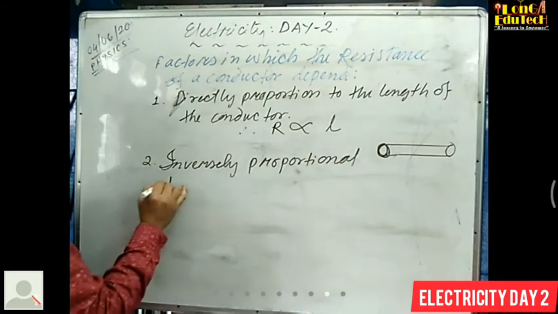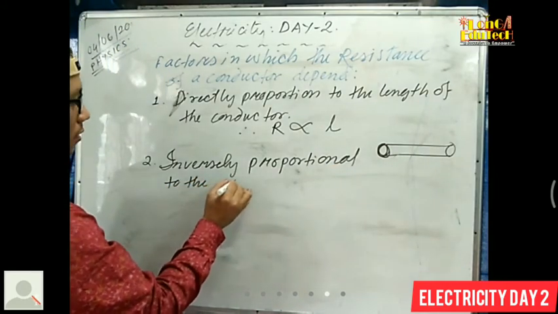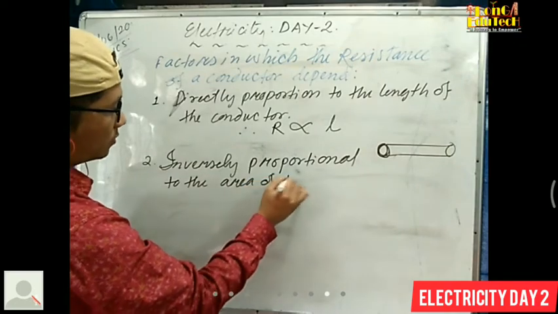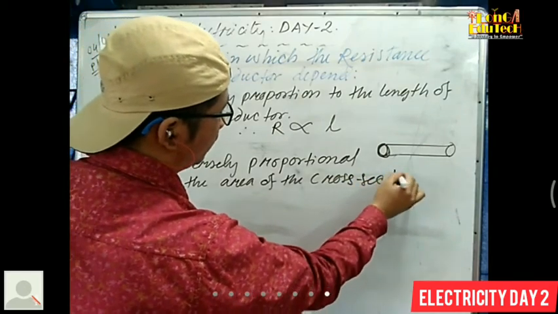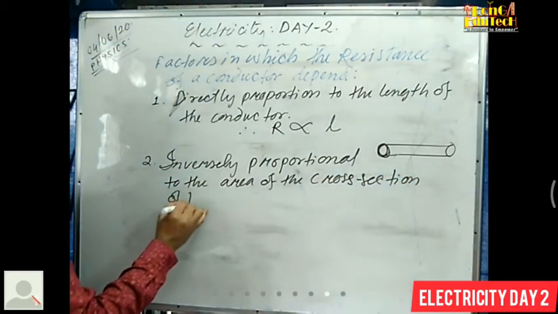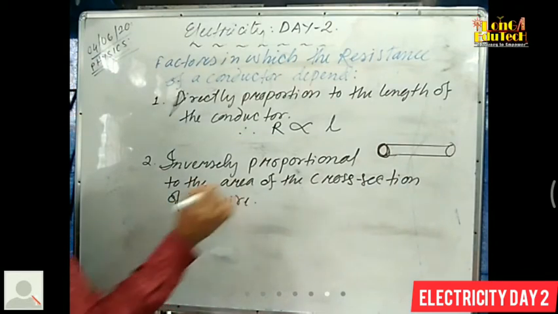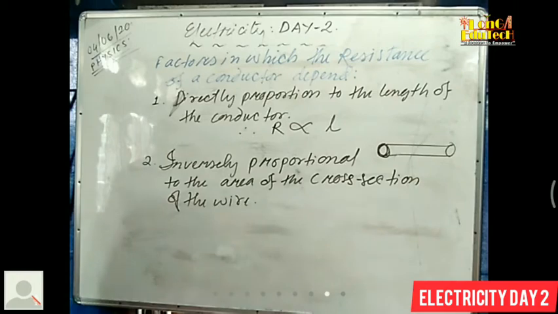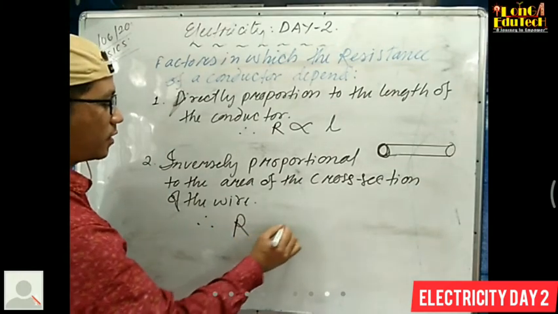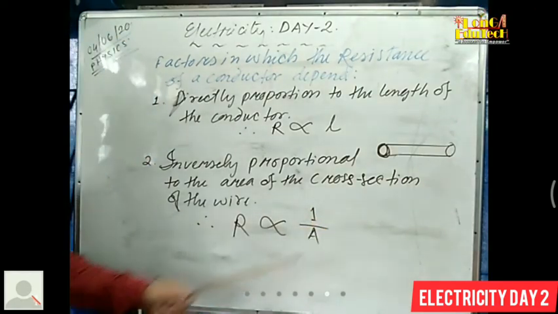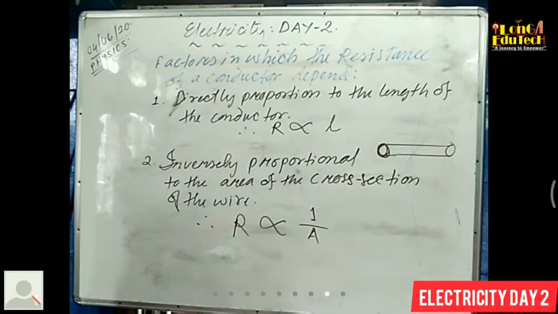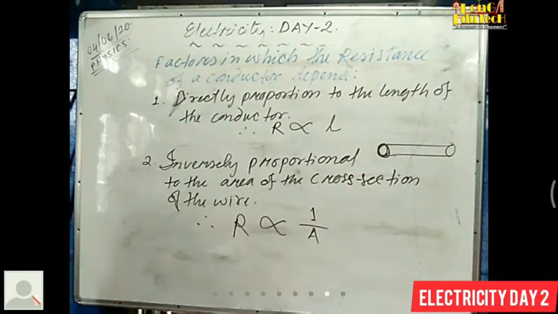Inversely proportional to the area of the cross section of the wire. Therefore, resistance is inversely proportional to 1 by A. So we use this notation for inverse proportions. This is one we have to keep in mind. This is the factor on which the resistance of a conductor depends.